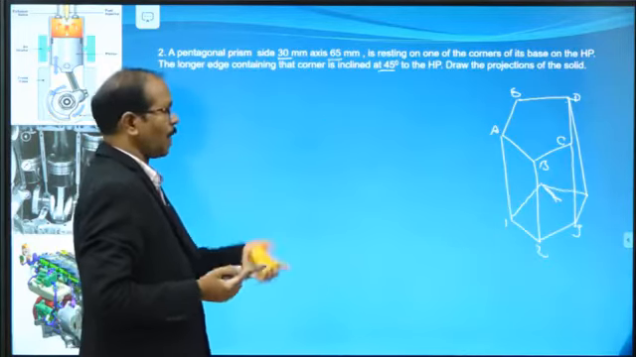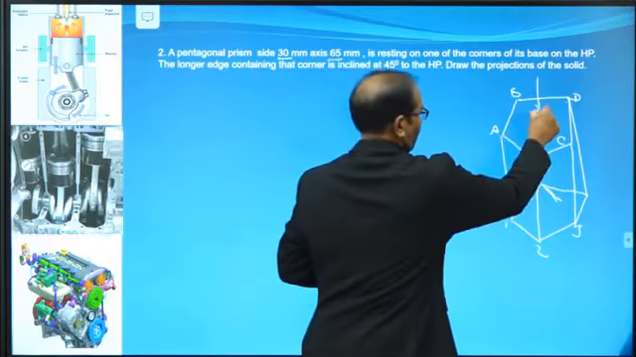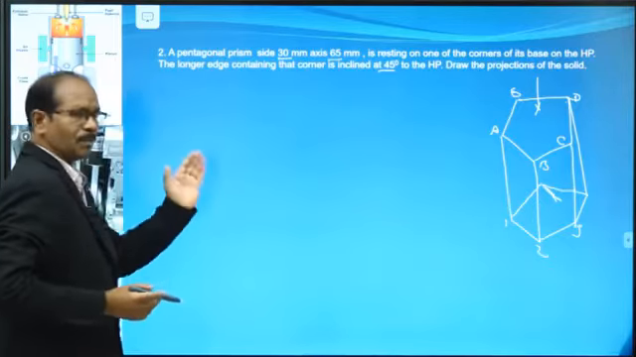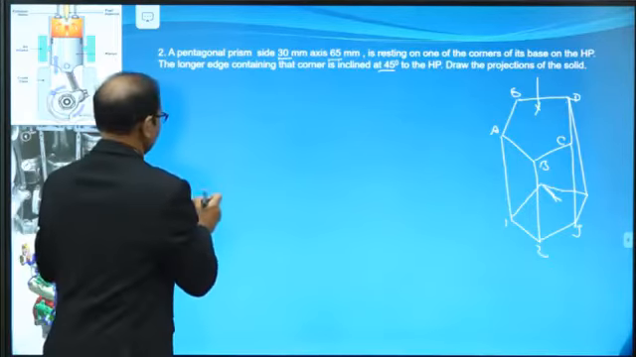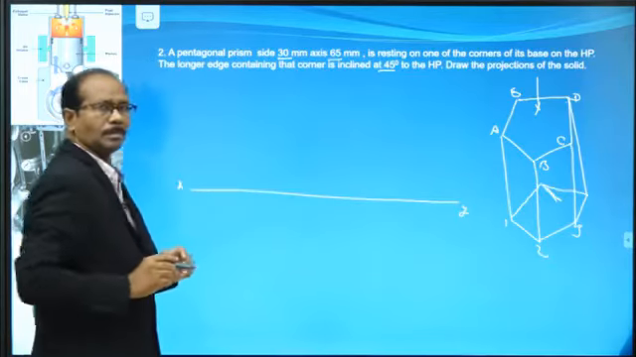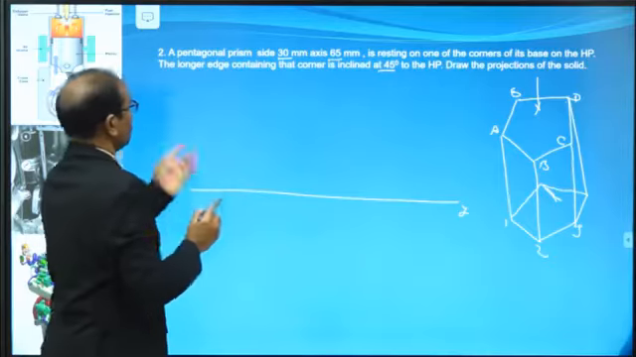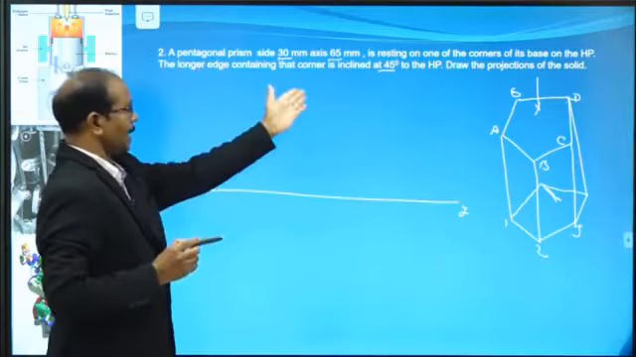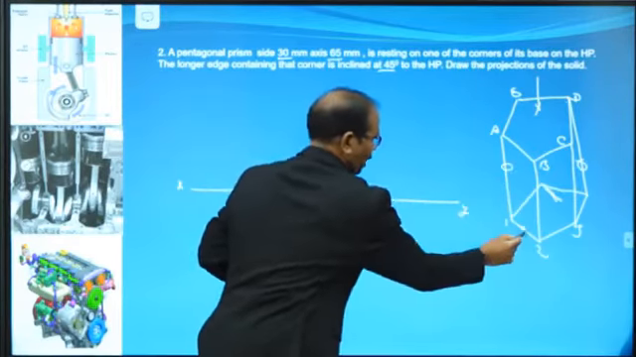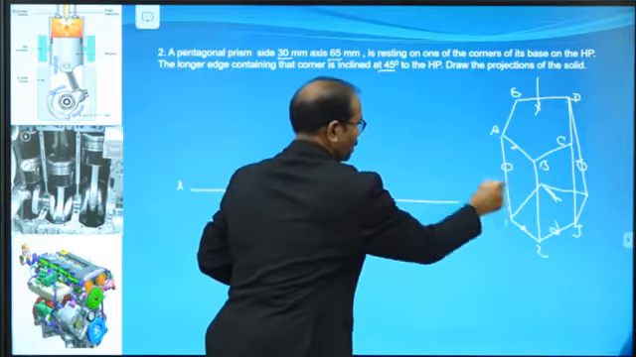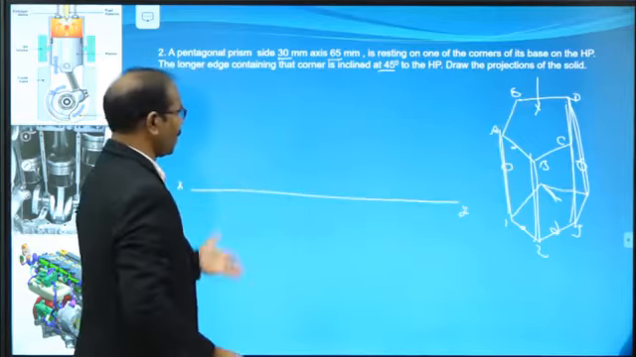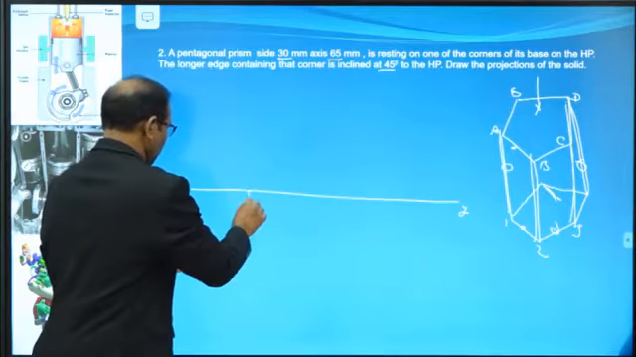Now, how to draw this? Front view, top view. Start with the top view and draw the pentagon. Before starting, first draw the XY line. Select one side, the longer edge. All are longer edges; these are all the base edges. Any one of the longer edges you select.